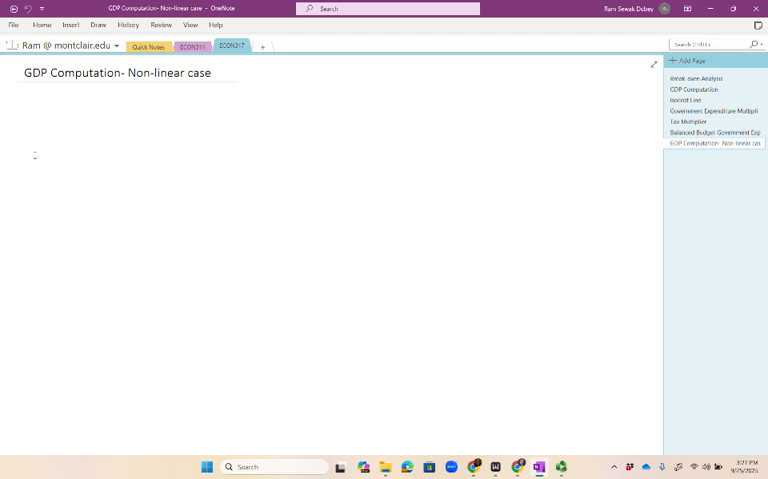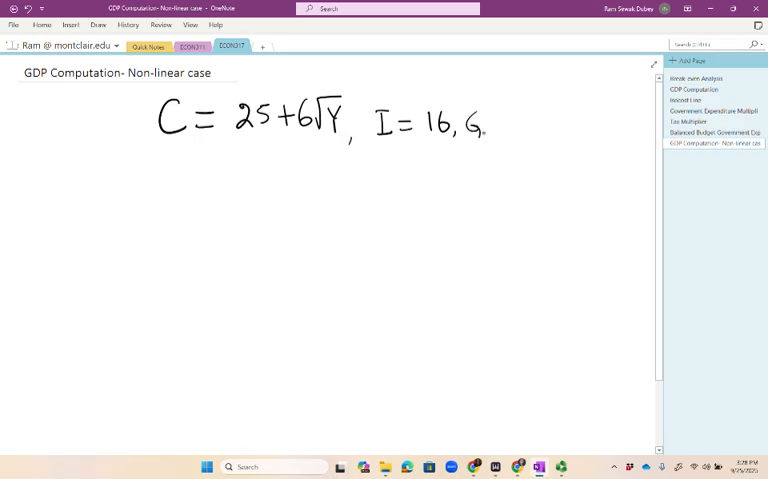So let's say that we are given that the household consumption C is specified as 25 plus 6 square root of Y. Y is the national income, and this is the household consumption. Let's also say that the private investment is given to be 16. The government expenditure is given to be 14. And for simplicity, we will assume that the net export is 0.